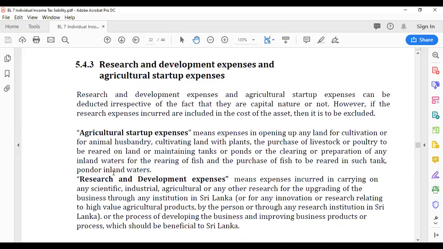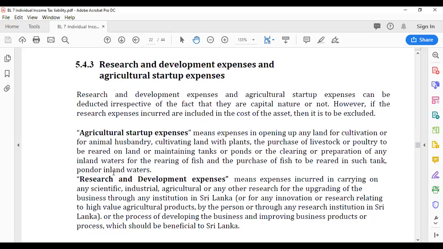Right. Now let's move to research and development expenses and agricultural startup expenses. So here we know the term research and development. Research and development means an expense incurred in carrying on any scientific, industrial, agricultural, or any other research for upgrading the business through any institution in Sri Lanka, right?